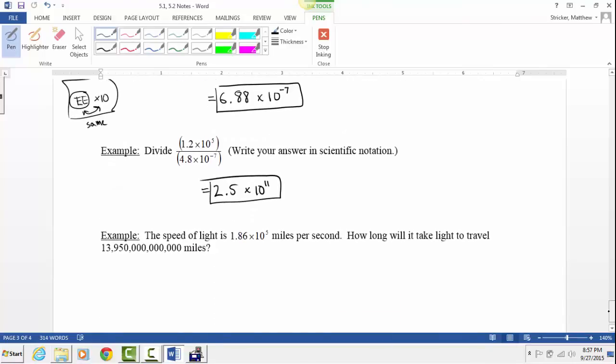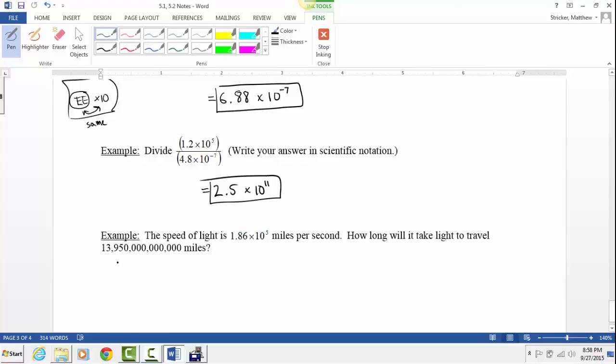One last problem is a word problem. It says the speed of light is 1.86 times 10 to the 5th miles per second. How long will it take to travel, I'm sorry, that's trillion, 13,950,000,000,000 miles? That's a long distance.